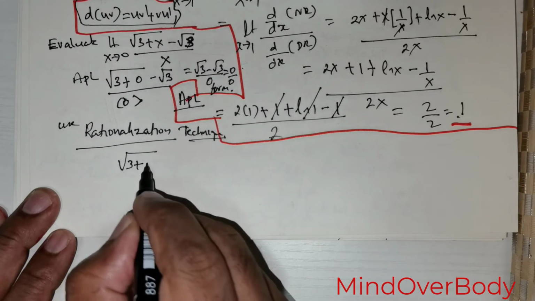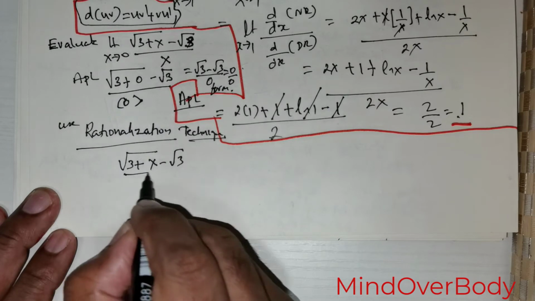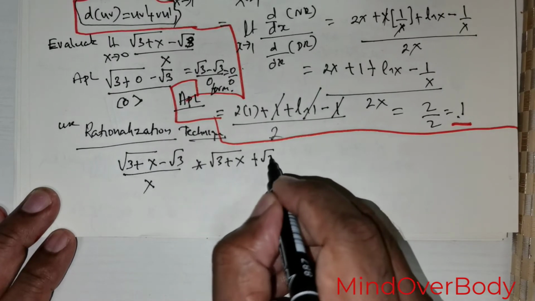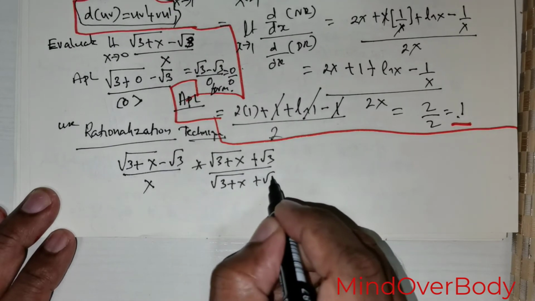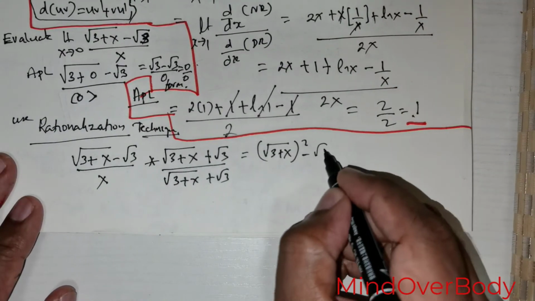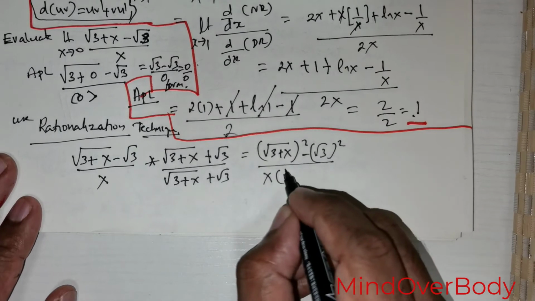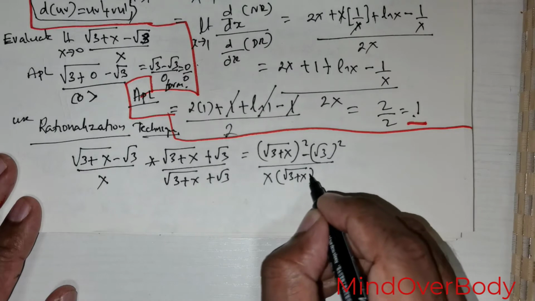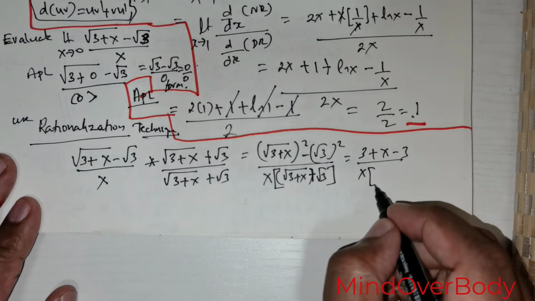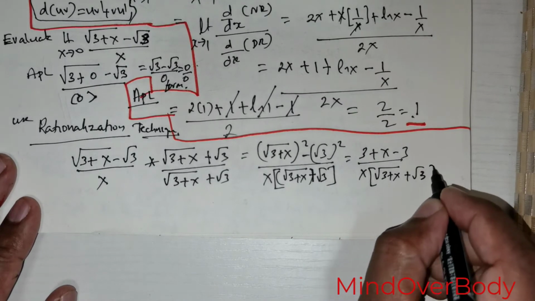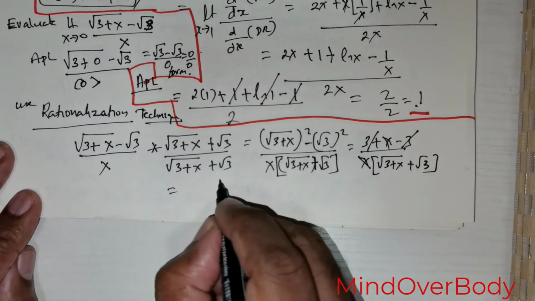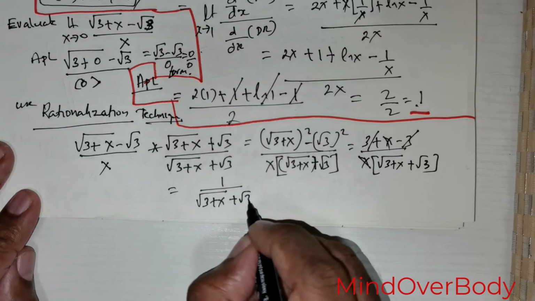So for that, let me write that down. Root of 3 plus x minus root of 3 divided by x. I'm going to multiply this by root of 3 plus x plus root of 3 divided by root of 3 plus x plus root of 3. Now this is going to give me root of 3 plus x raised to the power of 2 minus root of 3 raised to the power of 2, divided by x times root of 3 plus x, in fact there is a positive sign, so plus root of 3. Now this is going to be 3 plus x minus 3 divided by x times root of 3 plus x plus root of 3. Minus 3 plus 3 gets cancelled. I got an x and an x which can be cancelled. So this is equal to 1 over root of 3 plus x plus root of 3.